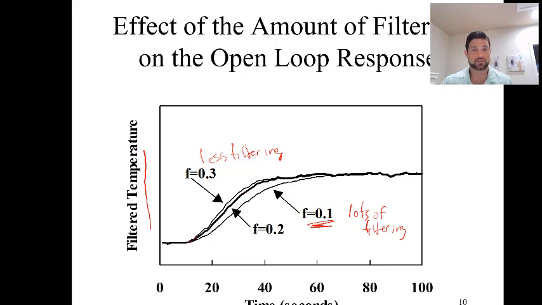So again, initially we have this lag right here, and as we add more filtering, we see that the process is going to respond slower due to the lag added by the filter. So again, we want to add enough filtering so that we don't have too much variability, but we don't want too much filtering such that we add a significant amount of lag to our process response.